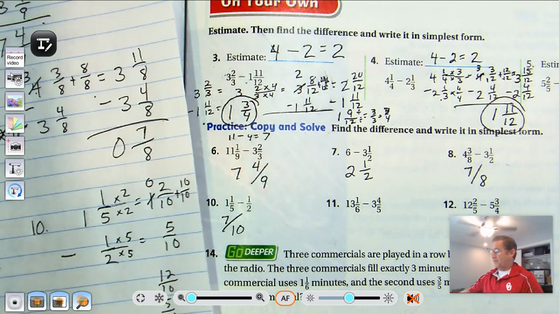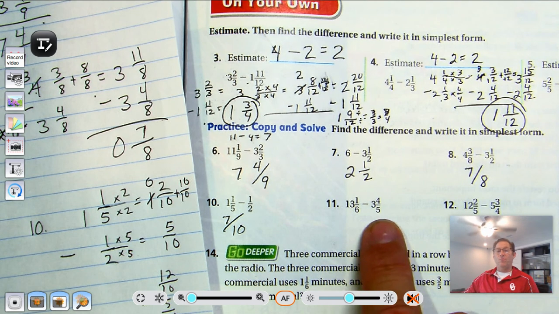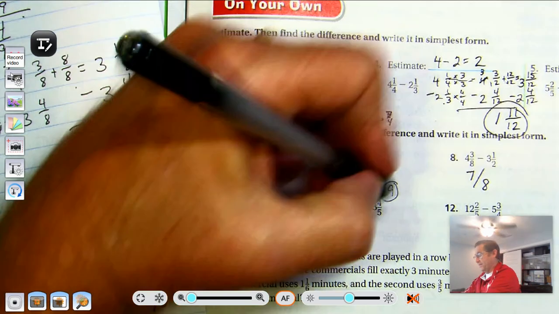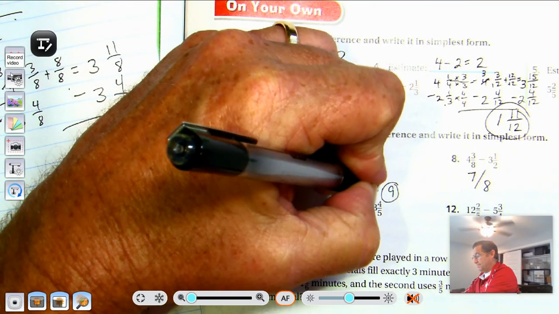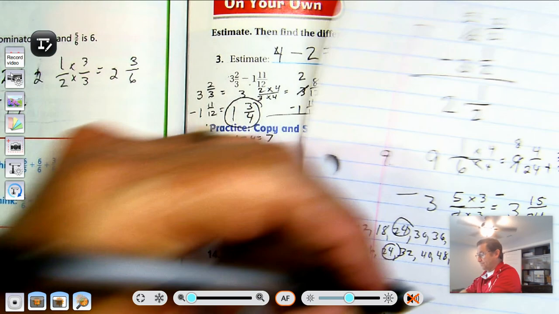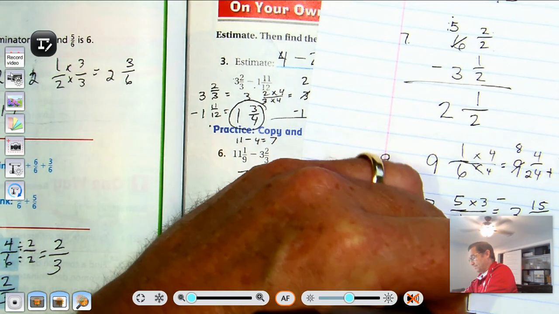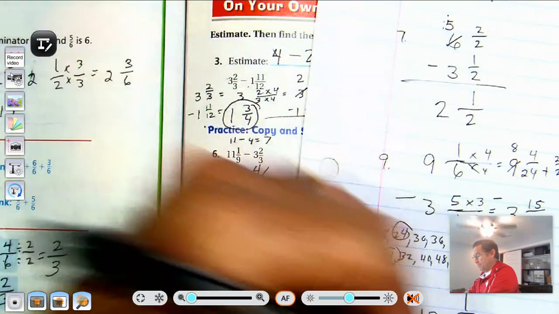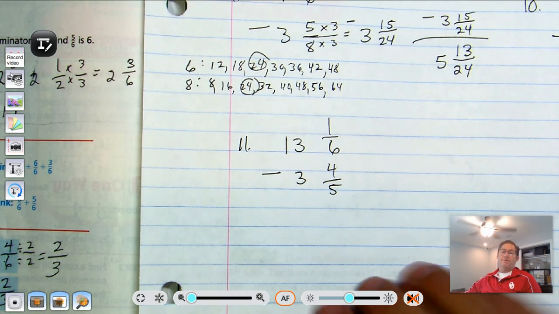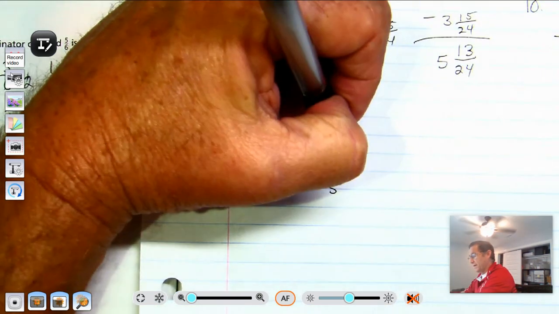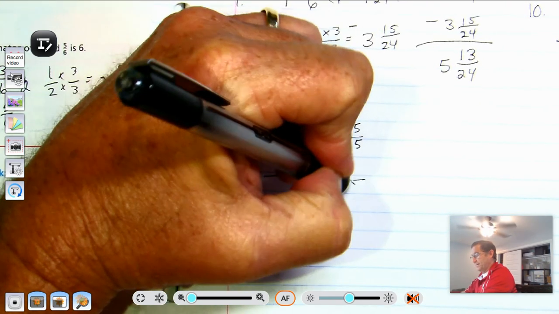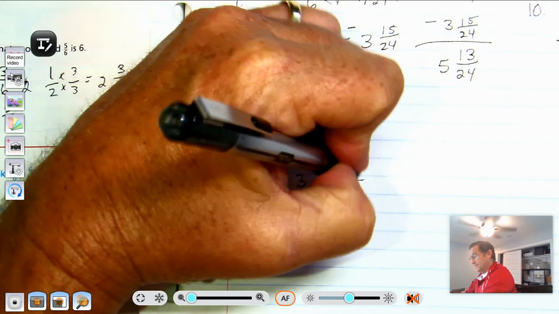11. If I was just estimating 13 take away 4, I would expect my answer to be about 9 as an estimate. Okay, so my estimate's about 9. All right, 5 is prime, so why don't we just go ahead and multiply the 1/6 by 5/5 and multiply the 4/5 by 6/6.